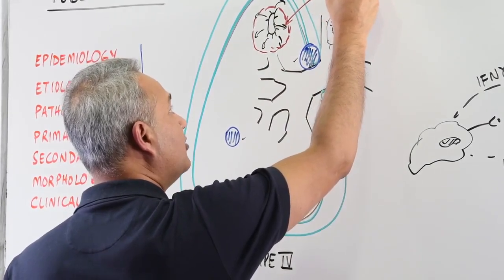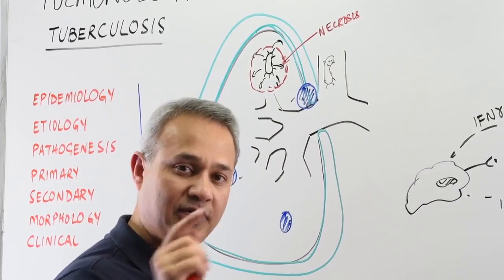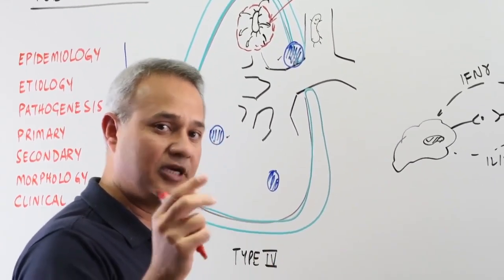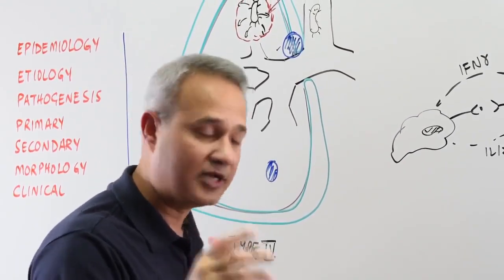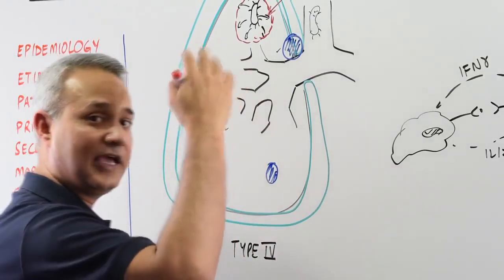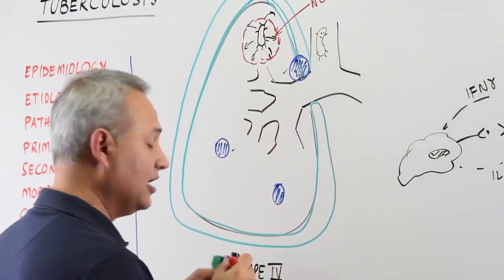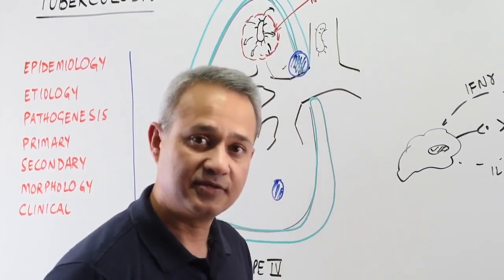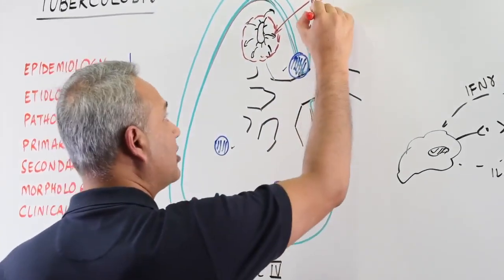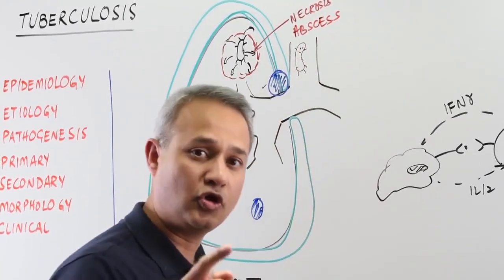Necrosis would start. Will this necrosis involve the lymph nodes? No. Primary TB, lymph nodes are involved. Secondary TB, lymph nodes are not involved normally. Primary TB, middle and lower lobes. Secondary TB, apices. As soon as now the damage starts occurring and necrosis starts occurring, we form abscess. So secondary TB, abscess formation, yes. Primary TB, abscess formation, no.